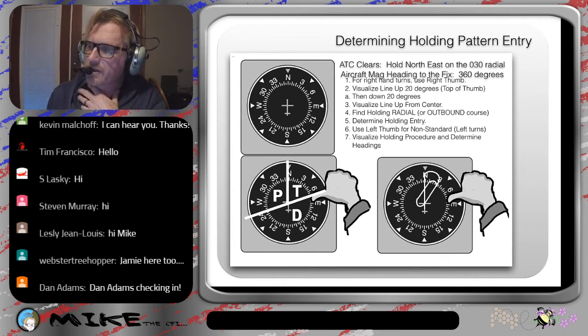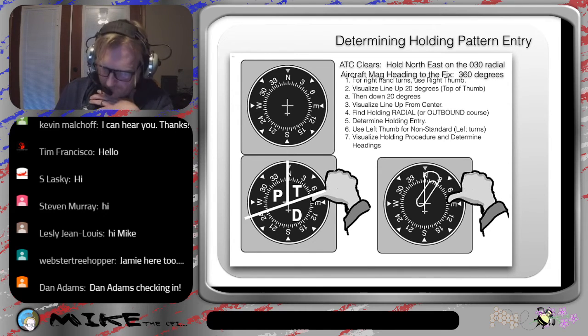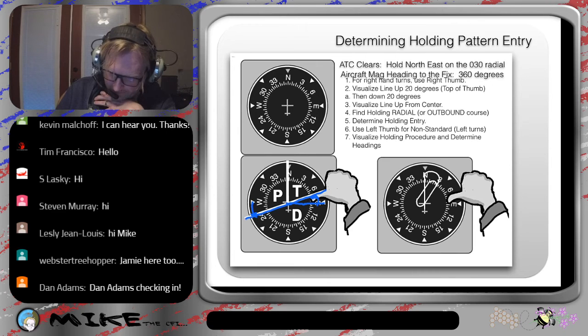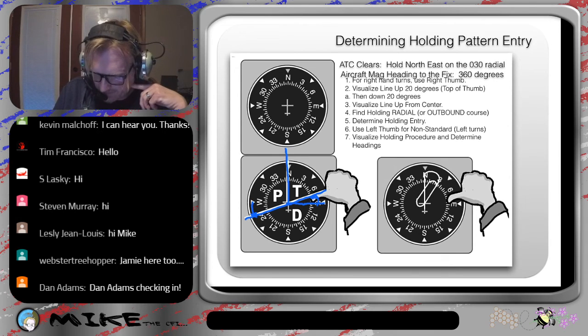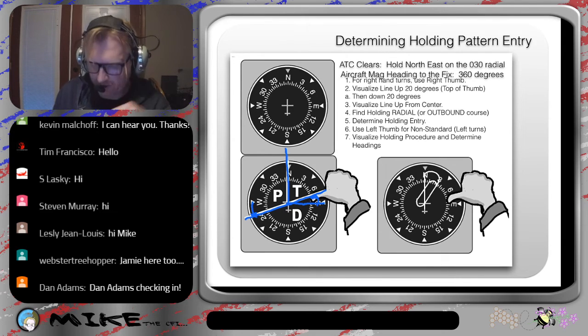But if you're going to be doing right-hand turns, then you're going to use your thumb or a pencil to mentally draw a line that's 20 degrees up from east and then 20 degrees south from west there. So you're just going to mentally draw that line, and then you're going to draw a line straight up. Using this technique, whatever's in the smallest piece of the pie belongs to teardrop, whatever's over here belongs to parallel, and whatever's over here belongs to direct.